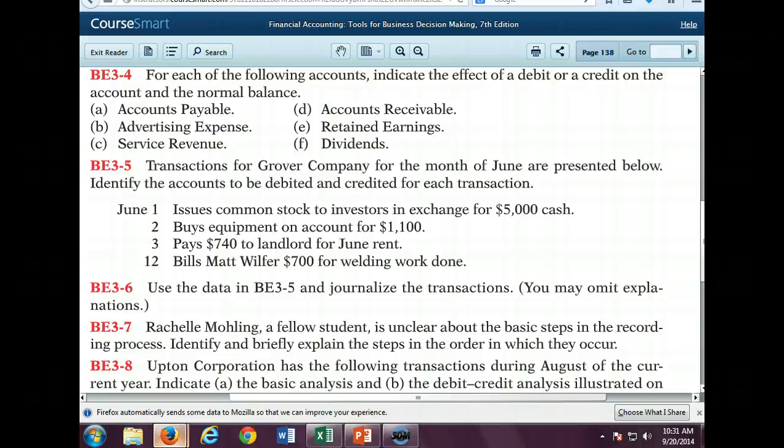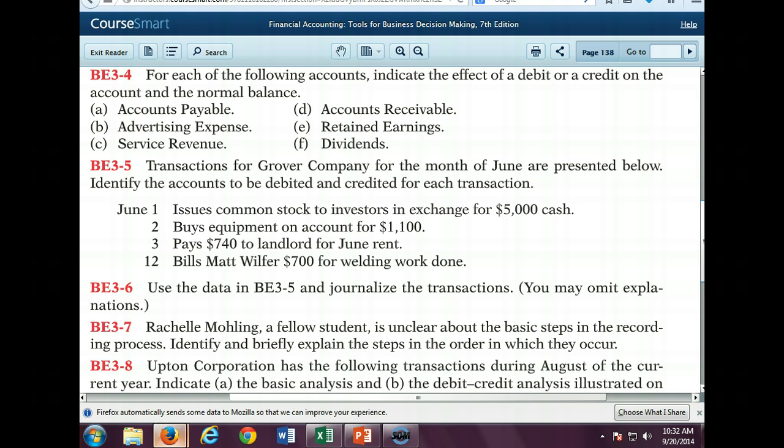Next one. We buy equipment on account for $1,100. So accounts payable goes up and equipment goes up. Let's think about it. For equipment to go up, do we debit it or credit it? Debit. We debit it because it's a normal debit balance. When accounts payable goes up, what are we going to do? Credit it, because that's the normal balance. If you're not sure, go and look at the cheat sheet. Equipment, asset, normal debit balance. Liabilities, accounts payable, normal credit balance.